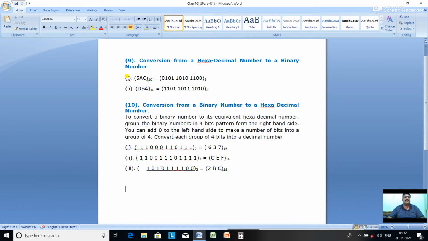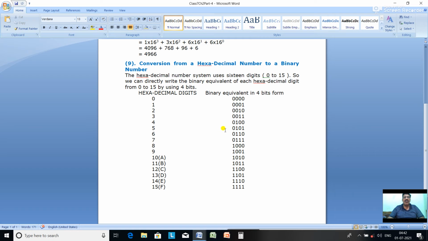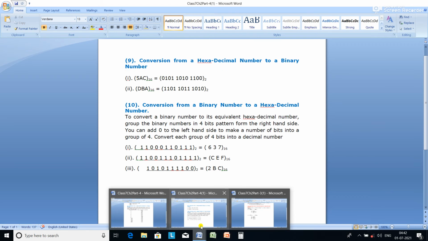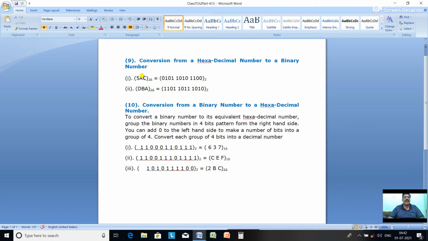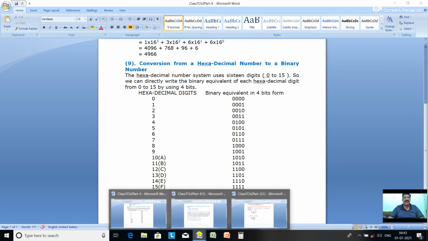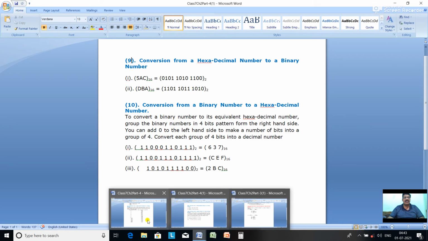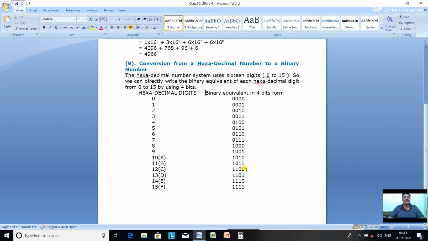So suppose we take the first example. This is conversion 9. So we want to convert a hexadecimal number to a binary number. We have taken the number 5AC. So what is the binary of 5? Binary of 5 is 0101. So we have put 0101. Now A. What is binary of A? Binary of A is 1010. Check it. 10. Binary of 10 is 1010. Okay. Now binary of C, 1100. Check binary of C, 12, 1100.